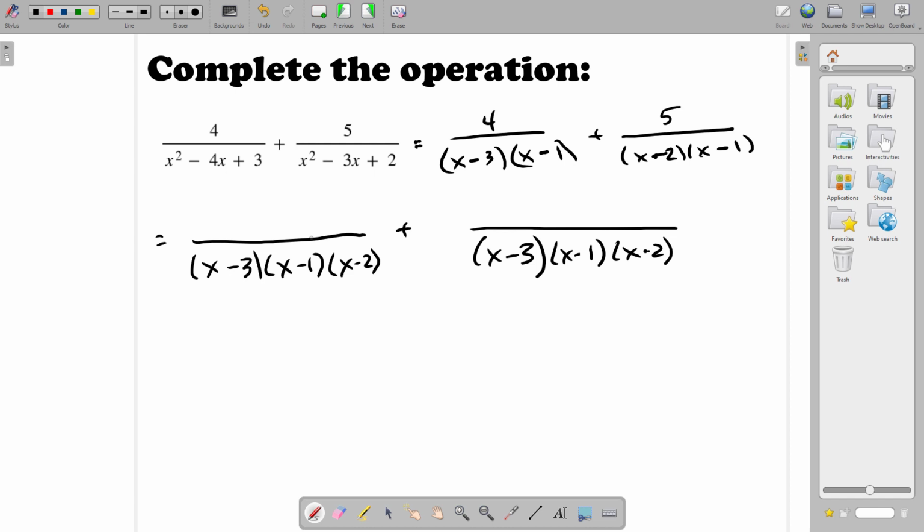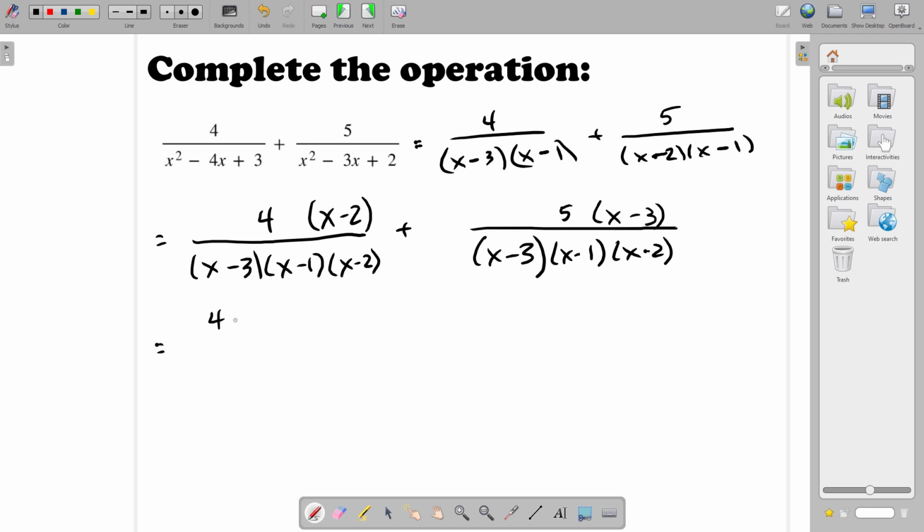Then I need to look at what did I do to this fraction, the denominator. What did I do to this to turn it into this? Well, there's an x minus 2 there, so I multiplied the bottom by x minus 2, so I need to multiply the top by x minus 2. On the second fraction, we have an x minus 2 and an x minus 1, so we multiplied the bottom by x minus 3. I multiply the top by x minus 3.